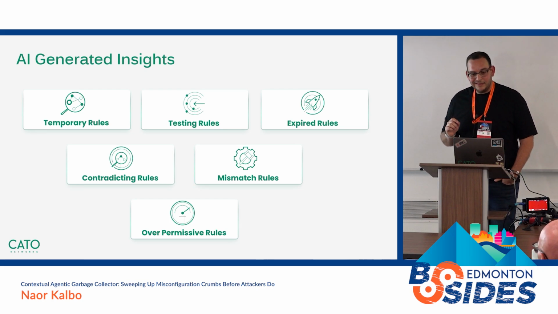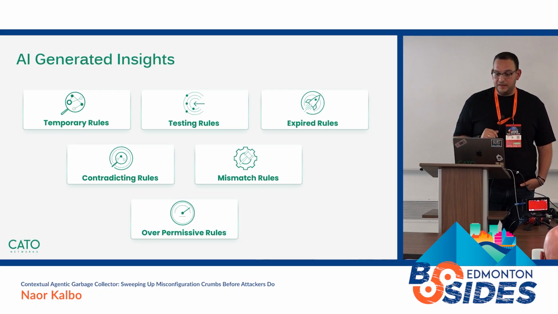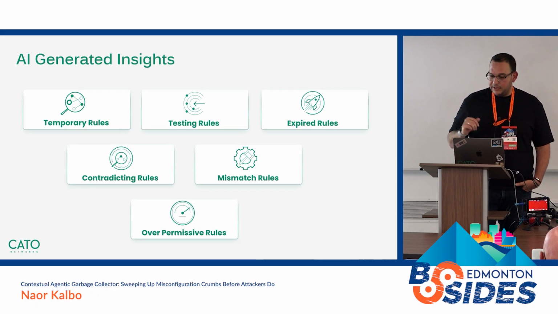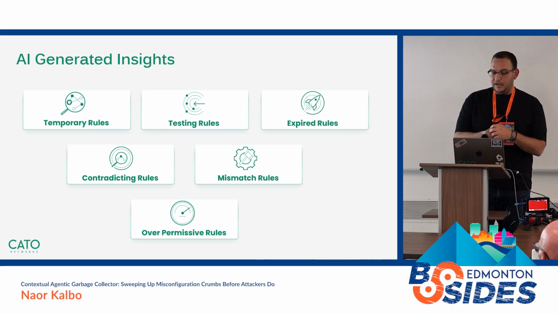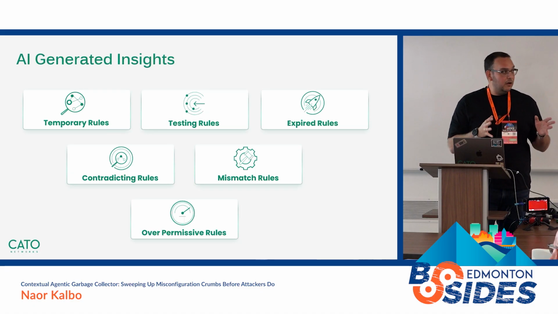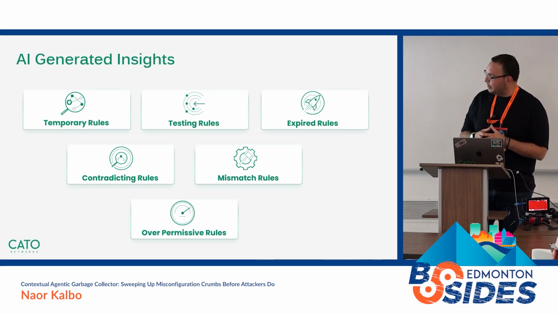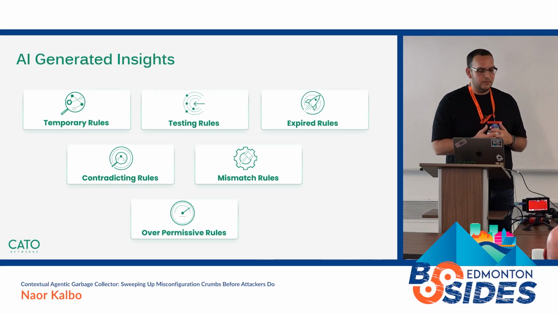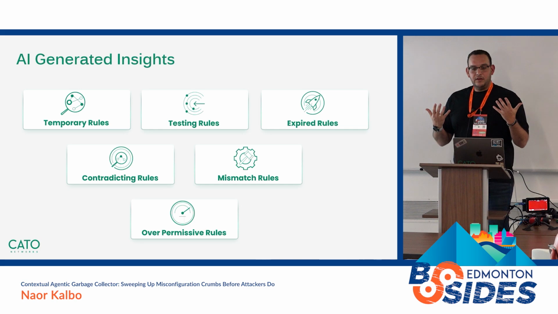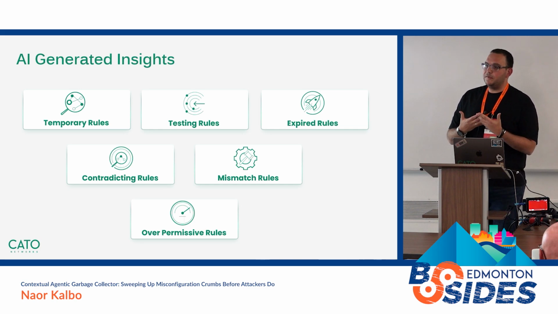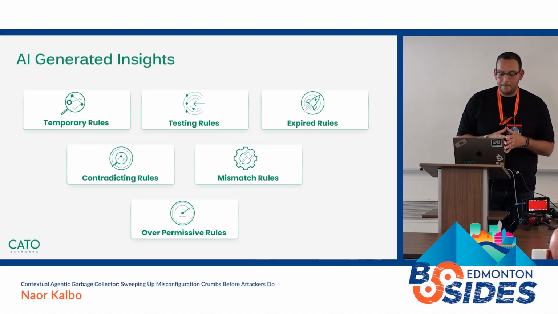So as you can see, the semantic and the behavioral engine can actually generate multiple types of insights. The temp, test, expired, as we actually covered during the previous slides. But there are also some very interesting other types that are currently out of scope for this session, yet still worth mentioning. The first one is contradicting rules, where two or more rules have conflicts of intention, potentially causing misconfiguration relative to the overall policy the organization wishes to apply.